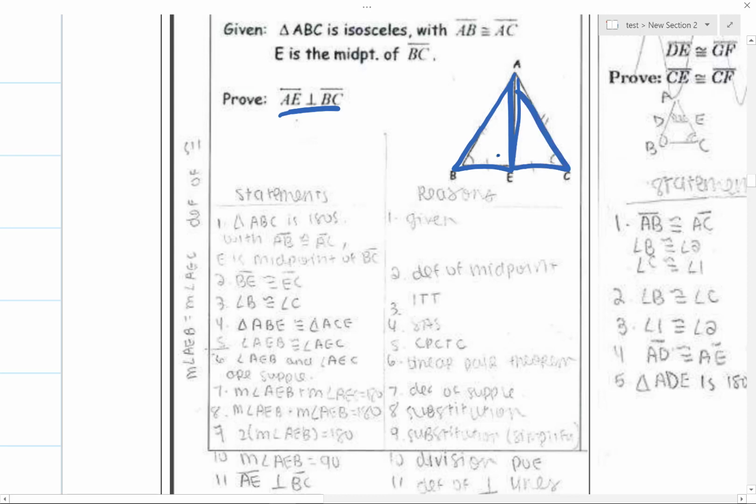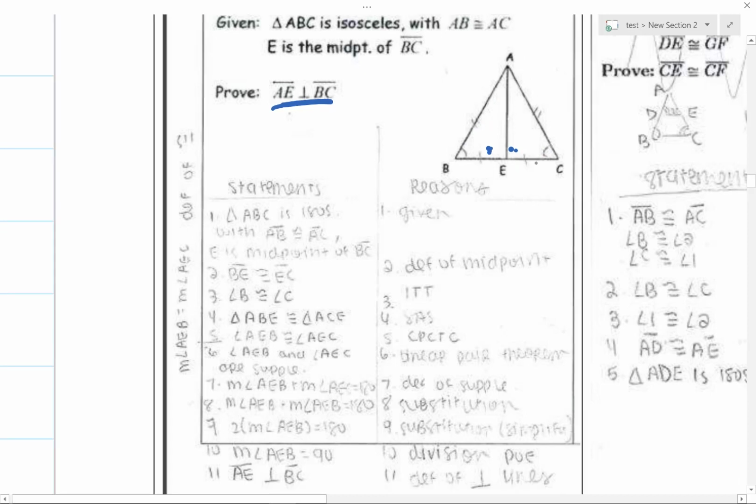And so if the triangles are congruent, their pieces are congruent. If those angles are congruent and supplementary, then they must be 90, and then these lines must be perpendicular. So we need to write all that out. So first step, given, you just write it all out, and then we mark what they give us.